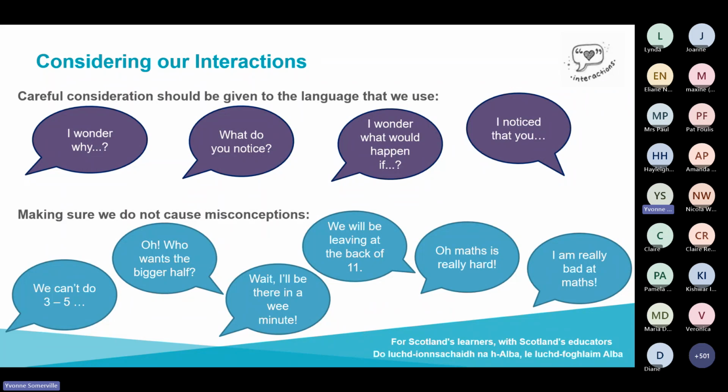Also, we want to make sure that we're not causing misconceptions, like some of the things on the slide. For example, you might have caught yourself saying, oh, 3 takeaway 5, oh, we can't do that. Now, actually, you can do 3 takeaway 5. It gives you a negative number. You're probably not going to be exploring that as much with children at early level, but you don't want to say we can't do that, because it then creates a misconception that it's not a possible thing to do.